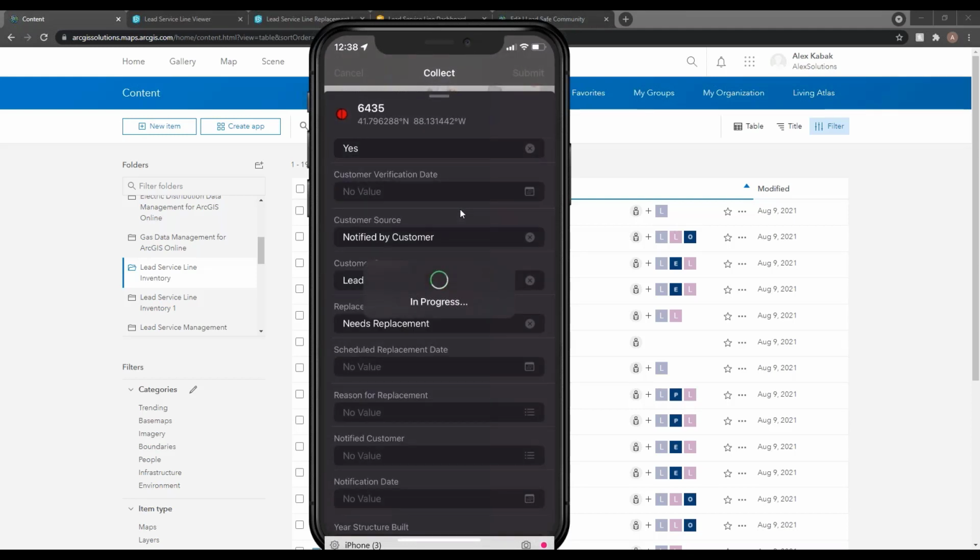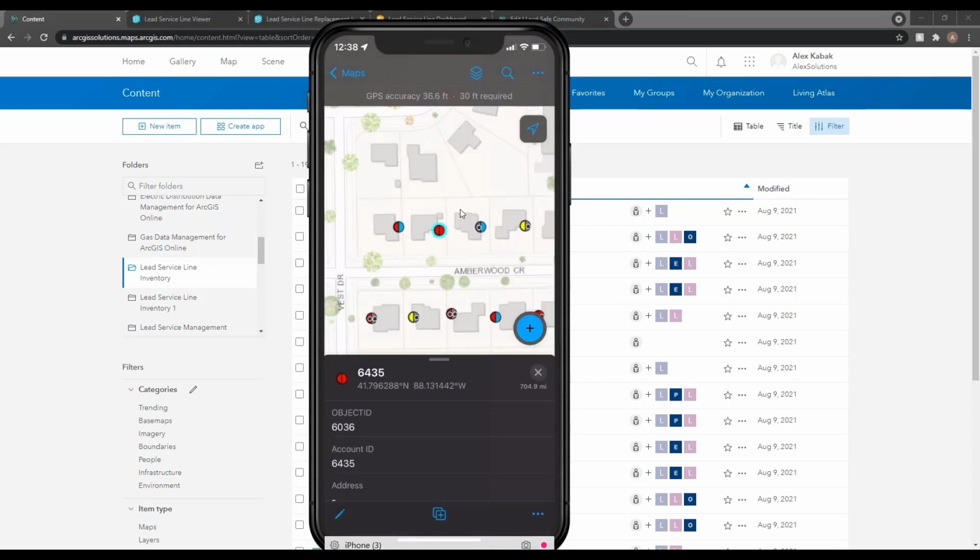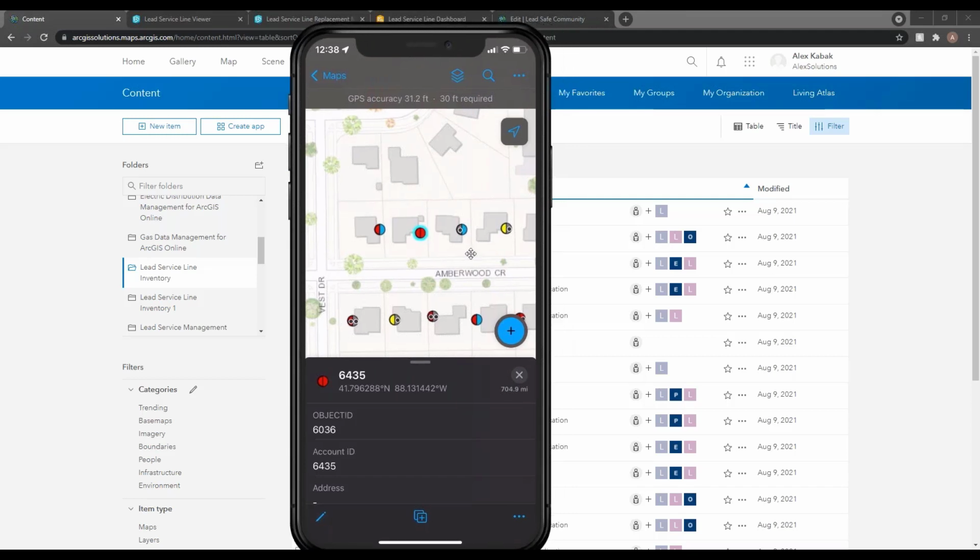So I can submit that, and you'll notice that the point has now changed from gray and red to red and red, and both those dots that were on top saying that they have not been verified have disappeared because it has now been verified. So I just wanted to show that workflow before moving on.